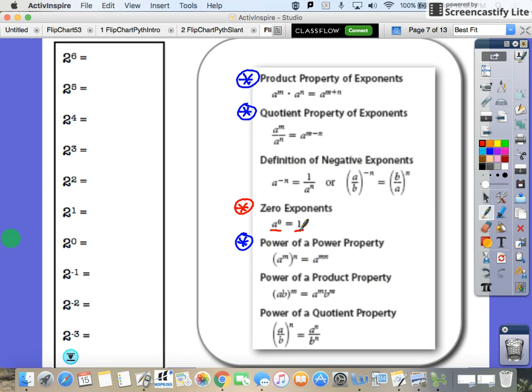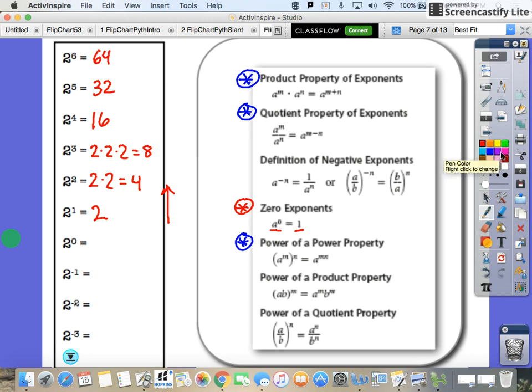Here's why. 2 to the first power means 2. 2 squared means 2 times 2, which is 4. Cubed means 2 times 2 times 2, which is 8. And essentially the pattern moving upward is to double every time. So we have 2, 4, 8, 16, 32, 64.